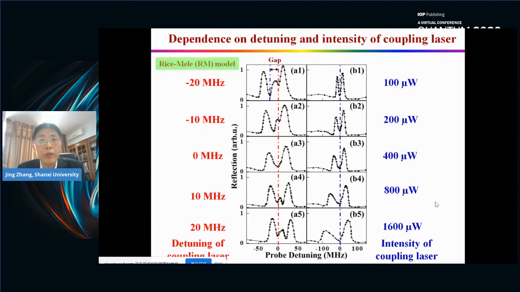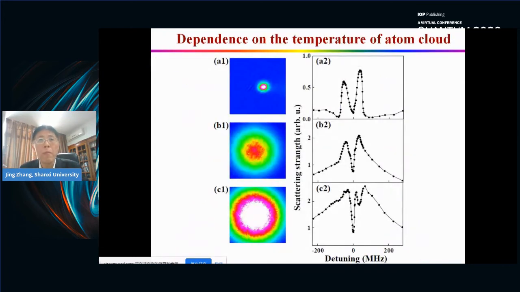We study the superradiant emission spectrum as a function of the detuning and intensity of the coupling laser. With the coupling field detuning, it represents the gap opening, and the two dips correspond to the one photon resonance of the probe light. The separation between the two peaks gets larger when increasing the coupling laser power.